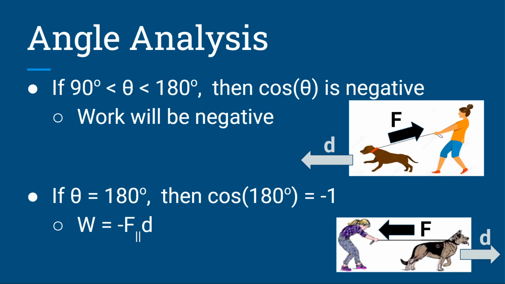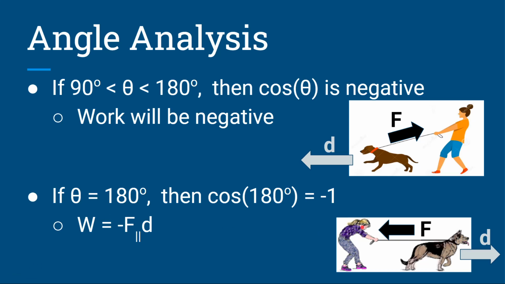Okay, on the other hand, what if you pull directly opposite the direction of the displacement? Well, you're going to get negative 1. Cosine of 180 degrees is negative 1, and therefore you'll get negative force times displacement. The entire force is responsible for doing work here. The entire thing is parallel, okay? But now we're just multiplying by a negative 1 because it's also going in the opposite direction.